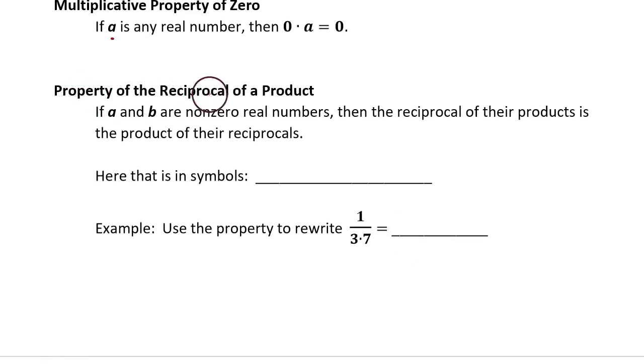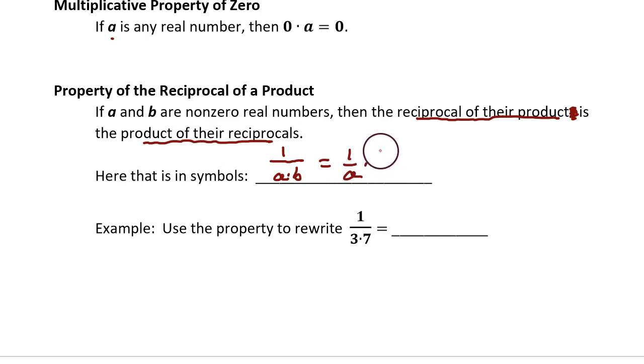Next, the property of the reciprocal of a product. If A and B are non-zero real numbers, then the reciprocal of their product, this should say product here. Will you cross out that S? The reciprocal of their product is the product of their reciprocals. Let's translate that into symbols. The reciprocal of the product of A and B would be 1 over the product A times B. We're told that that's equal to the product of their reciprocals. So 1 over A times 1 over B.